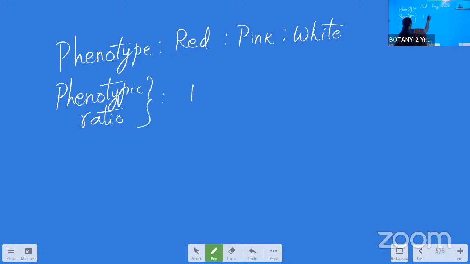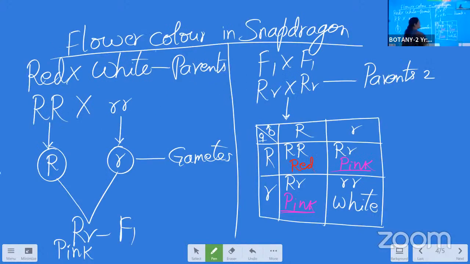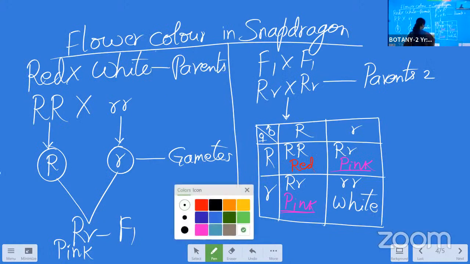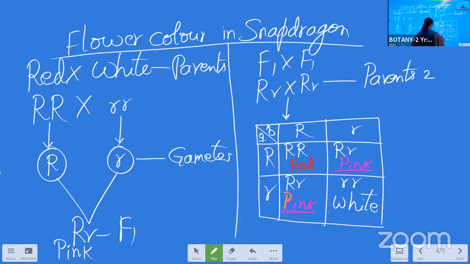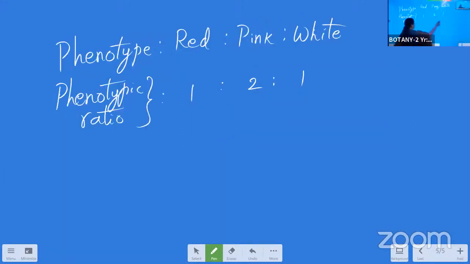So, red is of 1 plant, pink 2, and the white 1. You can see in this. Red is of only 1 plant, and the pink color 2 plants are there, and the white color only 1 plant. Like this, 1:2:1.